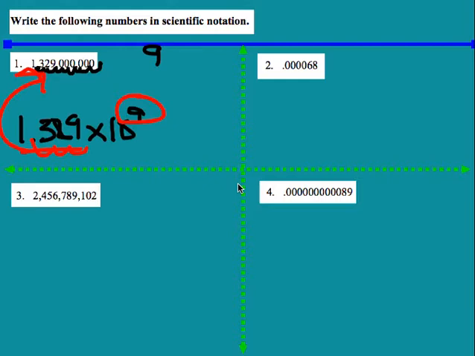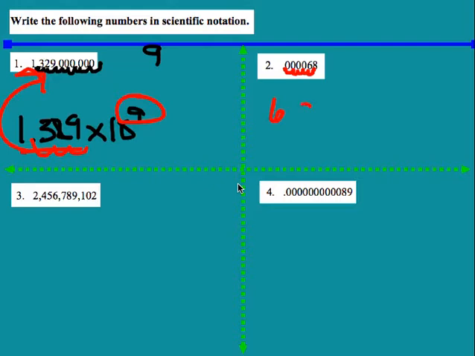So taking a look at number 2. Number 2, we have a really, really small number, so we're going to write it to be easier with less zeros. I'm going to take this decimal point and bring it to between the 6 and the 8. So I'm going to do 1, 2, 3, 4, 5. So I'm moving it 5 places over.